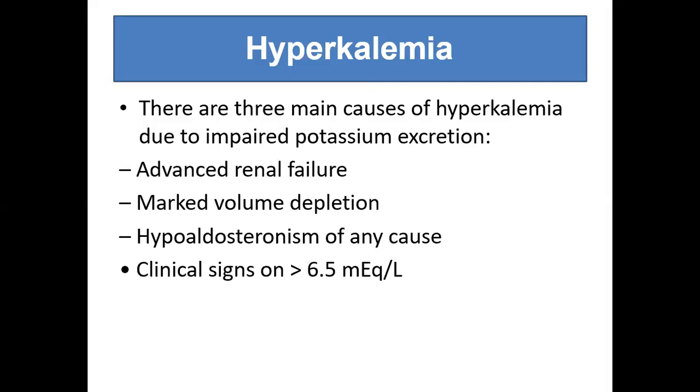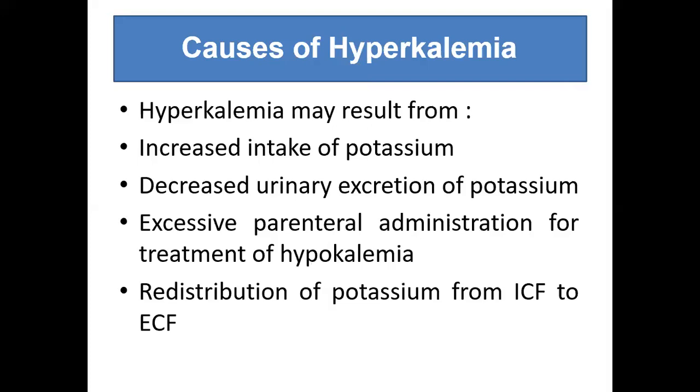Now moving on to hyperkalemia. There are three main causes of hyperkalemia due to impaired potassium excretion. One is advanced renal failure. Then we have marked volume depletion. And then we have hypoaldosteronism of any cause. As we all know, aldosterone itself was keeping a check on potassium level. Once we have a diminished or low level of aldosterone, that will lead to hyperkalemia automatically. Clinical signs are very evident when we have a potassium value above 6.5 milliequivalent per liter.